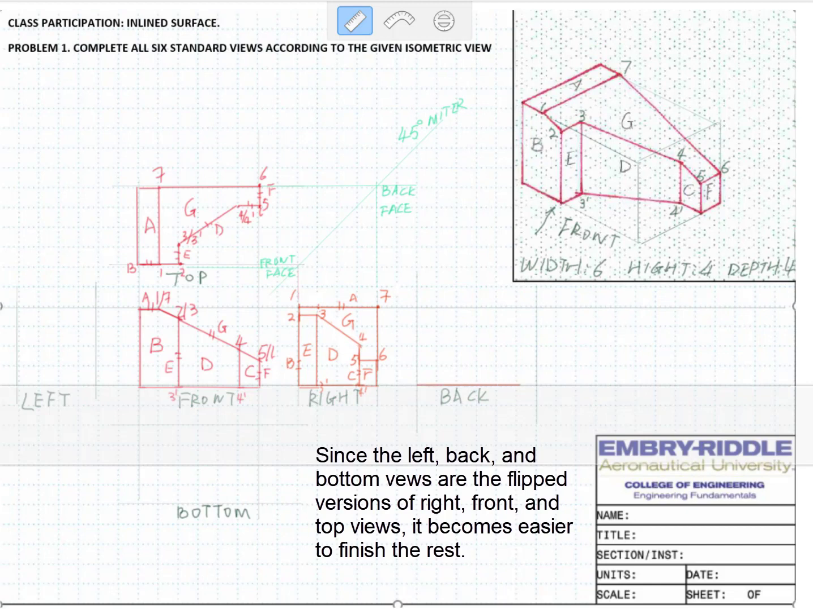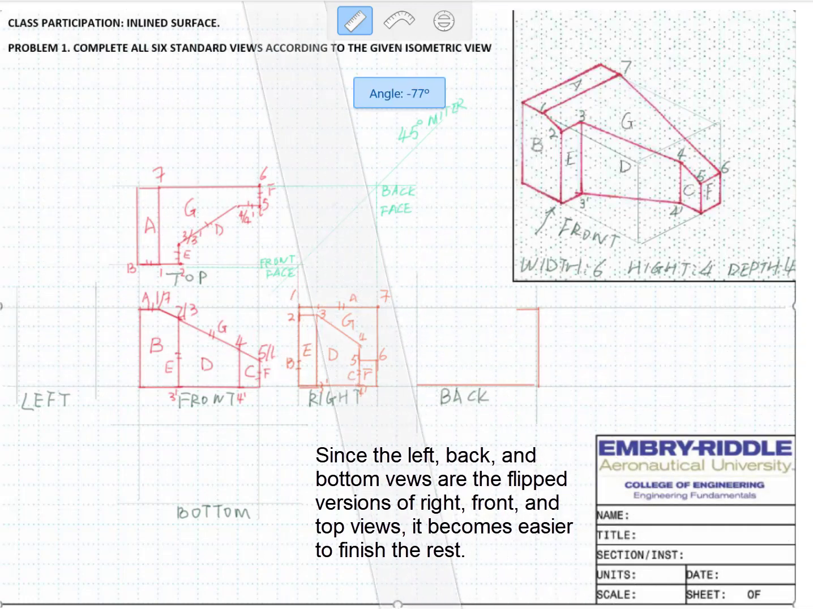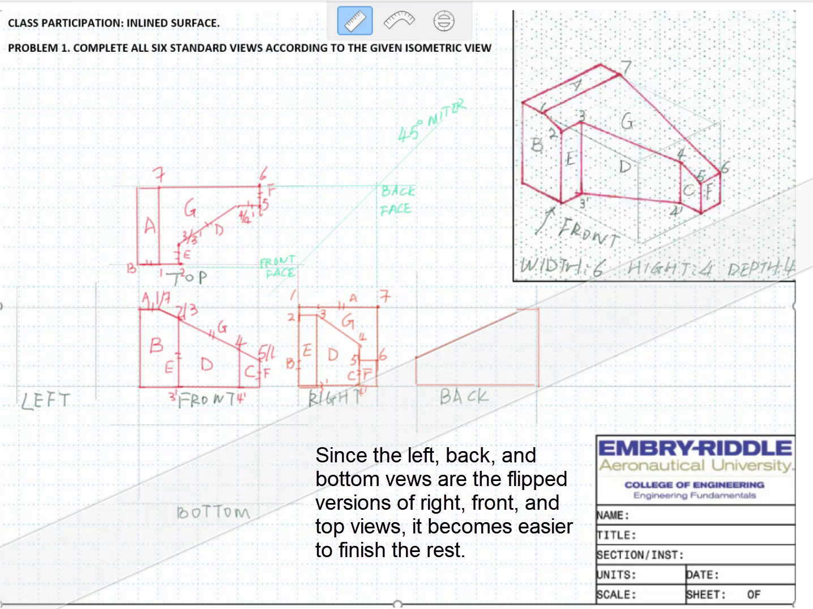Since the left, back, and bottom views are the flipped versions of the three principal views completed, it becomes easier to finish the rest. The boundary of the object must be visible lines. The internal features could be hidden, so pay attention to the hidden lines.